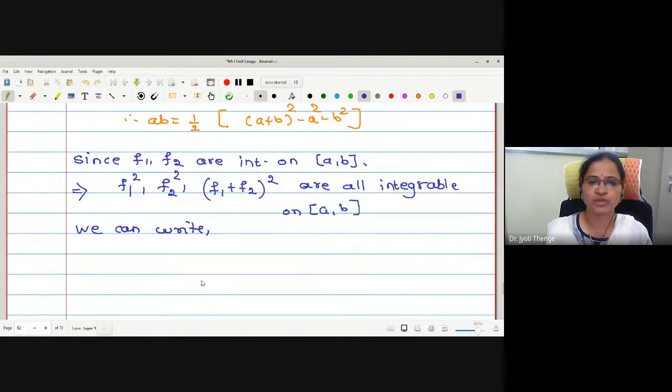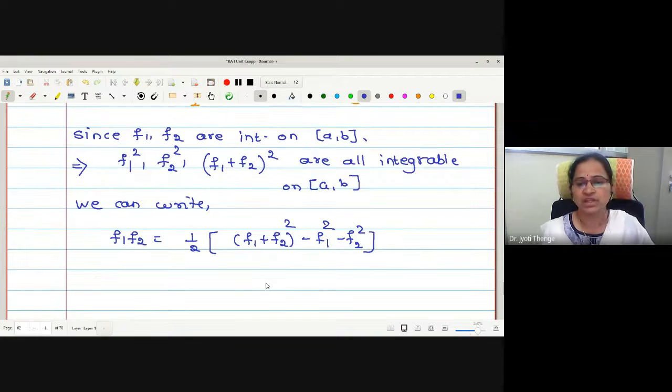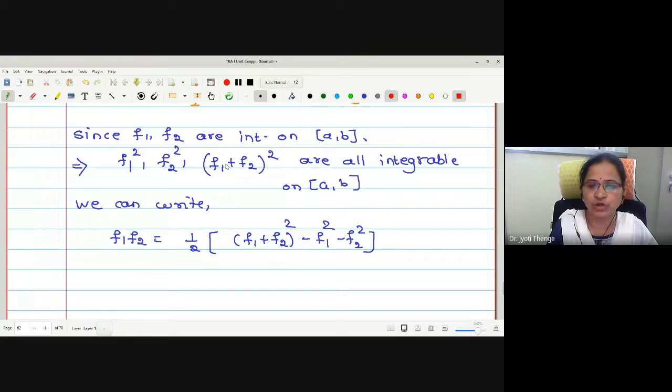How can we write the product of these two functions by using this formula? f1 f2 is half times (f1 plus f2) bracket square minus f1 square minus f2 square. Now check whether every quantity on the right is integrable or not. f1, f2 integrable, therefore their squares are integrable. f1, f2 integrable, therefore addition is integrable. Addition, its square is also integrable.